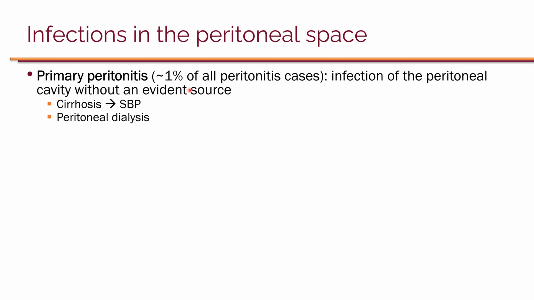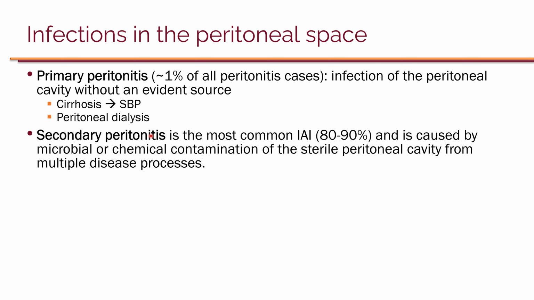Primary peritonitis, for the most part, you can think of patients with cirrhosis, so spontaneous bacterial peritonitis. That is, in fact, what the spontaneous is referring to, that the infection started in the peritoneal space. It did not come from, like, the pancreas or the gallbladder or other organs. The other option is people who are on peritoneal dialysis. Dialysis itself can be the source of infection directly into the peritoneal space.